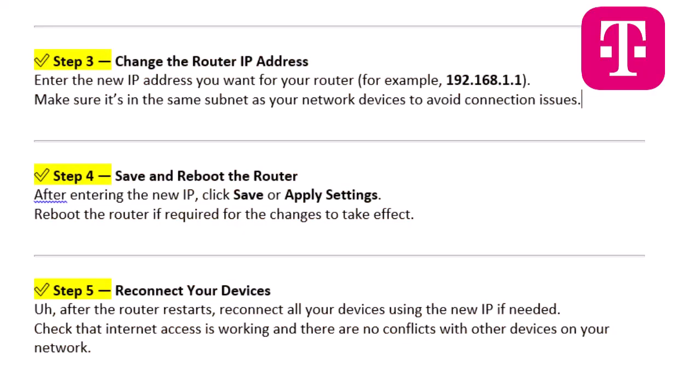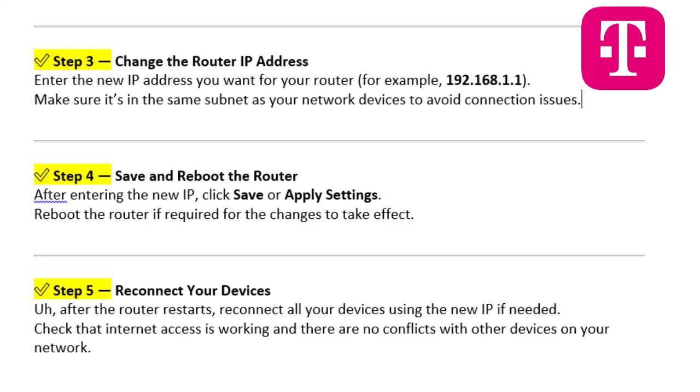Step 3. Change the router IP address. Enter the new IP address you want for your router, for example, 192.168.1.1. Make sure it's in the same subnet as your network devices to avoid connection issues. Avoid using an IP that's already assigned to another device. It can cause conflicts.